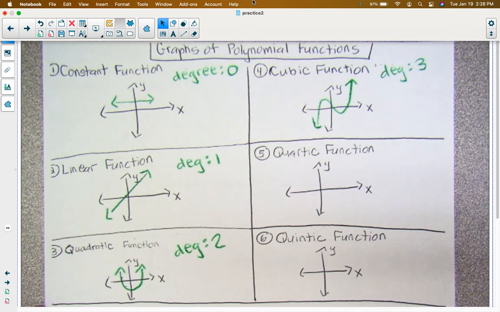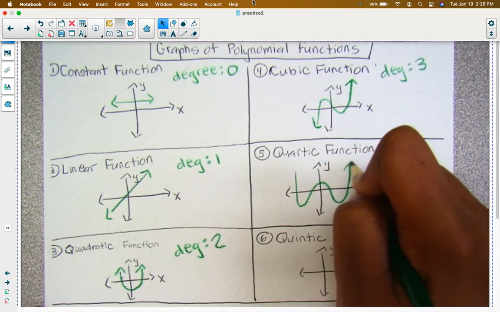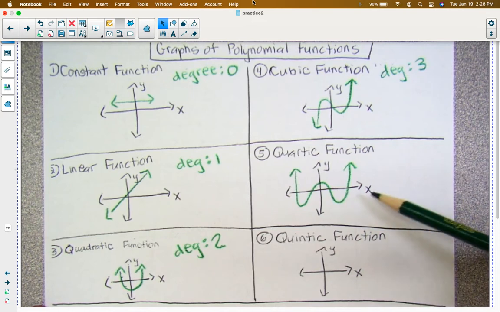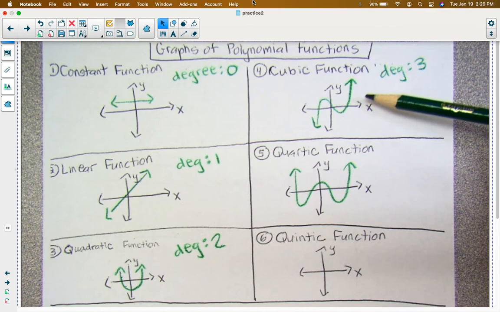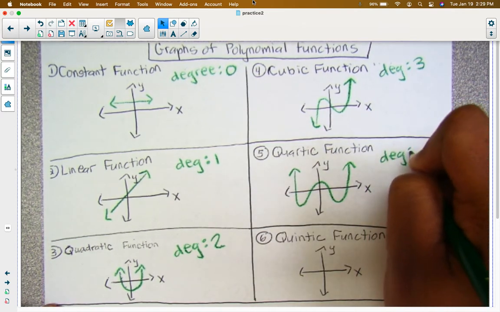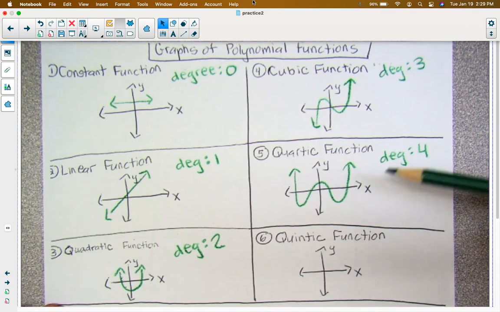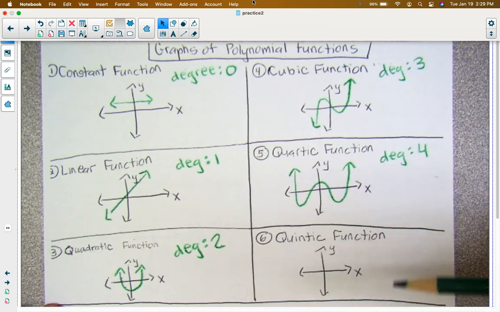Quartic, it can go up, down, or down, up. So I'm going to draw one that looks like this. Again, this is not the shape of what every single quartic function looks like. It's just a generalization. This is not the shape of every single cubic function either. It's just a generalization. So for quartic, the degree is 4.